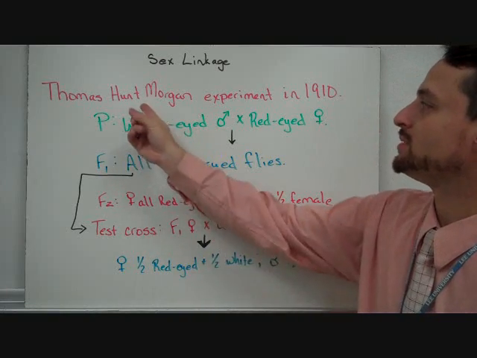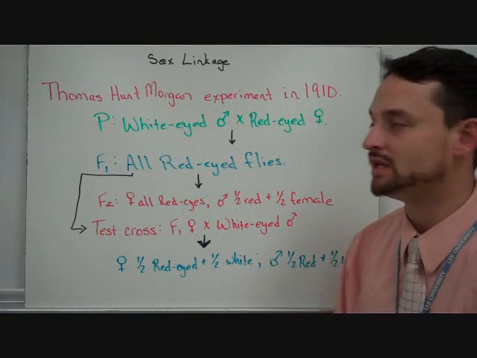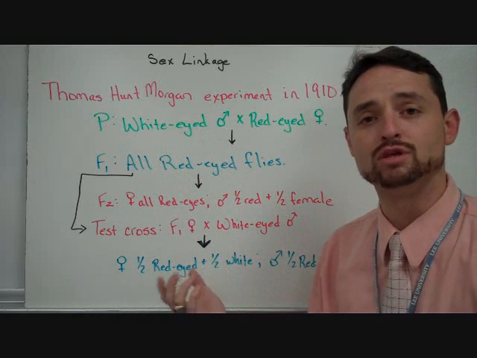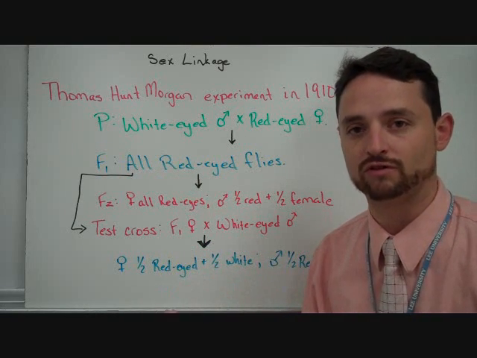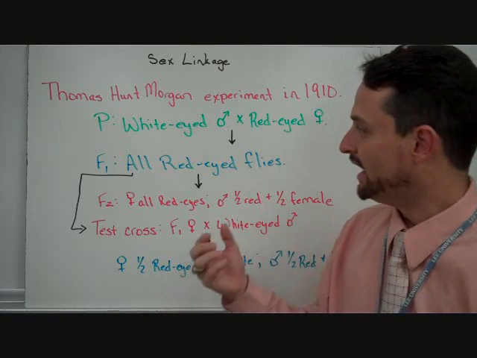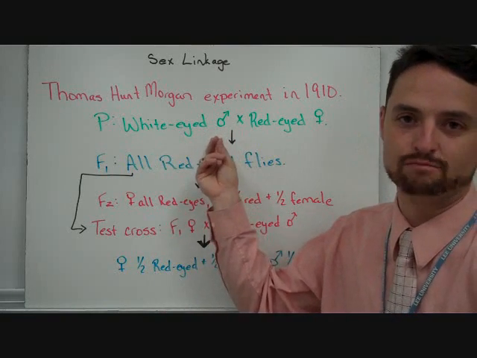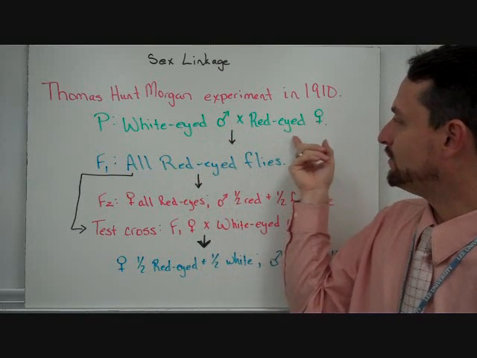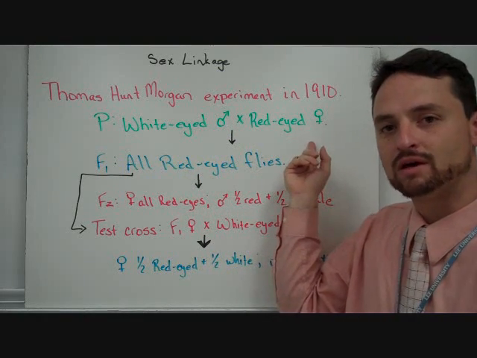We've got an experiment from Thomas Hunt Morgan in 1910, in which he looked at a white-eyed fruit fly. He found some mutants growing in his fruit flies that he was experimenting with, and he noticed that there were some white-eyed males in there. So he took white-eyed males and reproduced them with red-eyed females.